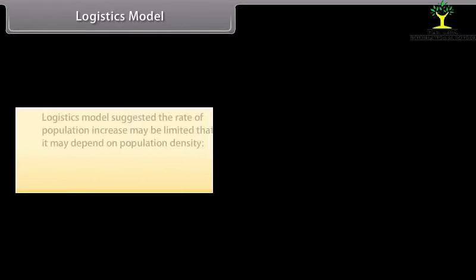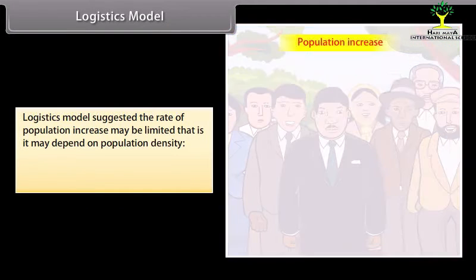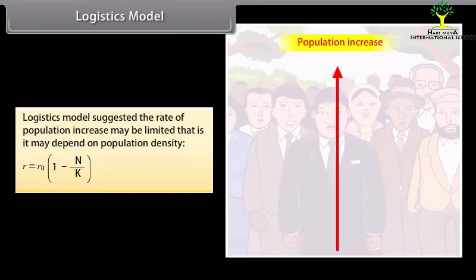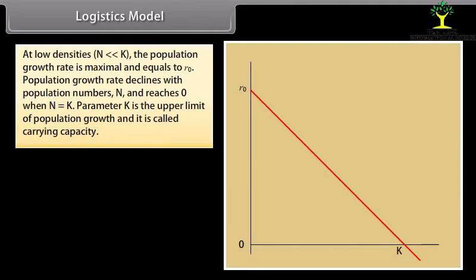Logistic model. The logistic model suggests the rate of population increase may be limited, that is, it may depend on population density. r equals r0 into 1 minus n by K. At low densities, that is, n much less than K, the population growth rate is maximum and equals r0. Population growth rate declines with population numbers n and reaches 0 when n equals K. Parameter K is the upper limit of population growth and it is called carrying capacity.